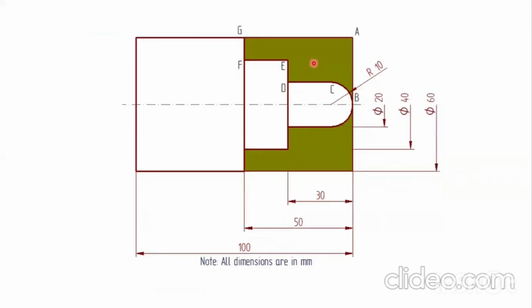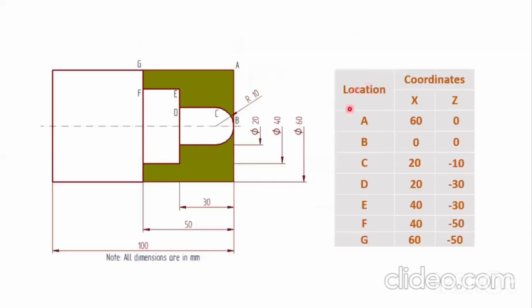Before we start writing the program, we have to define the coordinates at the locations A, B, C, D, E, F and G. So now let us write the coordinates for all these locations. In case of turning operation, we are going to use only two axes, that is X and Z. X is the diameter of the workpiece, whereas Z is the length of the workpiece.